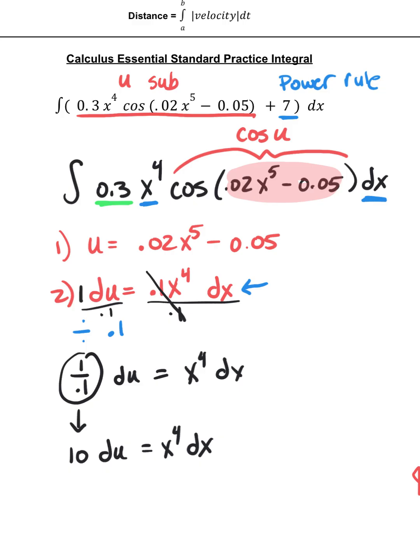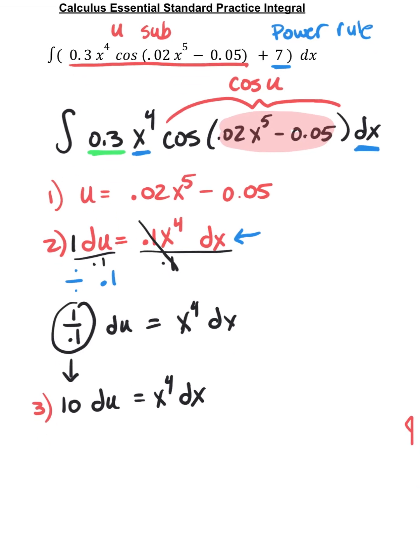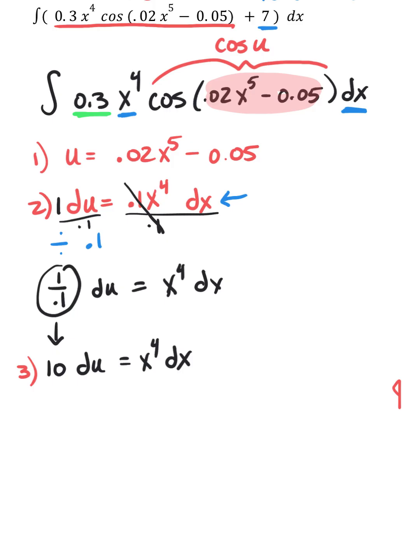Now, that was the third step right there, our new and improved differential. The fourth step now, of course, is to rewrite our integral using only u's and du's. So again, the big elongated s comes along for the ride. 0.3 is going to come along for the ride. This piece here is going to get replaced with the cosine of u. And then I'm going to replace x to the fourth dx. Right here, x to the fourth dx is going to be replaced with 10 du.